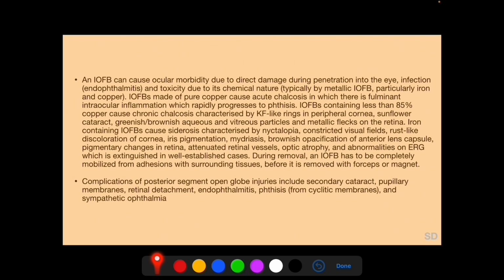During removal, an intraocular foreign body has to be completely mobilized from its adhesions with surrounding tissues before it is removed with forceps or magnet. Complications of posterior segment open globe injuries include secondary cataract, pupillary membranes, retinal detachment, endophthalmitis, phthisis, and sympathetic ophthalmia.